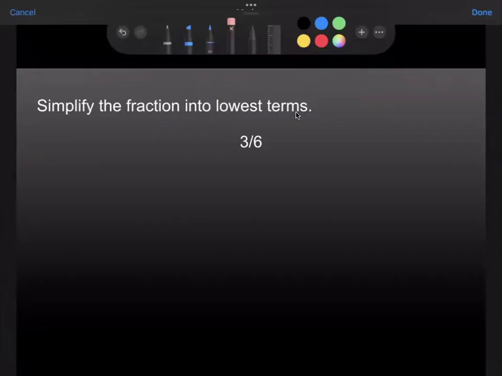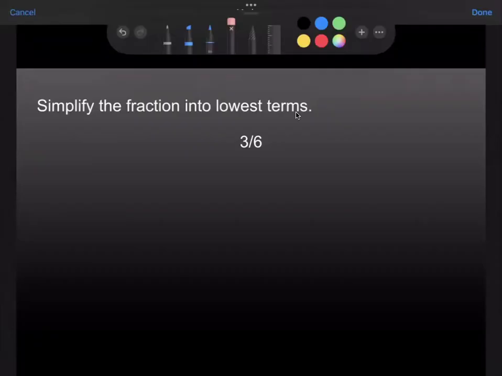Okay, here is our first example. We need to simplify the fraction 3 over 6 into what we call lowest terms. What that means is we need to simplify this into an equivalent fraction that uses the smallest numbers possible. And there are two ways to do this. So I'm going to show you both ways with this example. And then for the other examples, I'll probably just go back and forth between the two different ways.